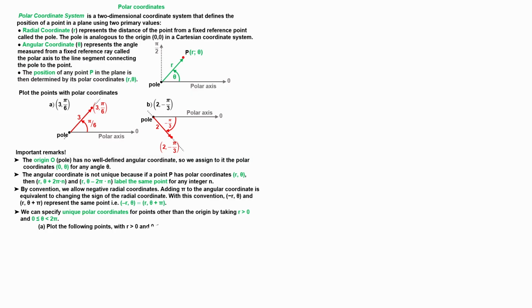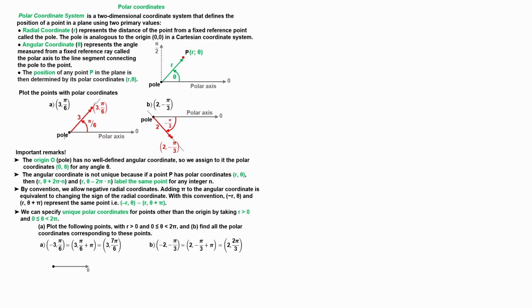Let's see how it works. Let's solve part A. Since the radial coordinates are negative, we must add pi radians to the angular coordinates. After that, simply locate the points as we did before.